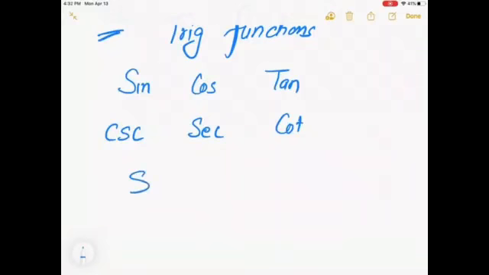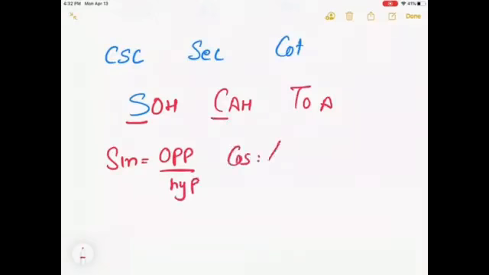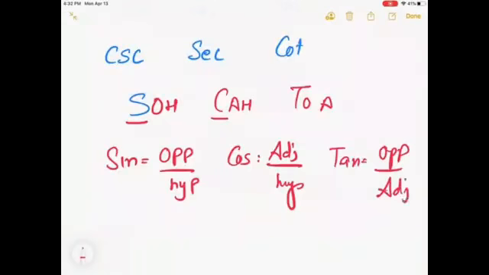So first of all, I hope you guys remember this abbreviation, SOH CAH TOA. What does it mean? Let's talk about that. First one, S stands for sine. Sine is equal to O, opposite over hypotenuse. C stands for cosine. It's equal to adjacent side over hypotenuse. Last one, tangent. Tangent is equal to opposite over adjacent. Here you go. That's just one way to remember all these trig functions.